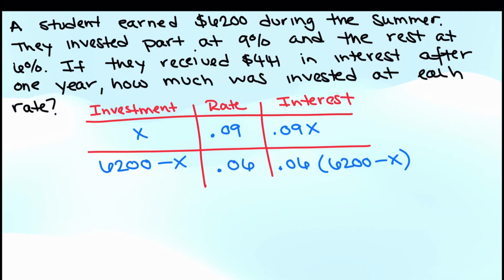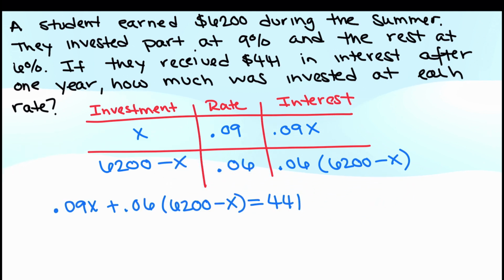Now to get our equation, there's a piece of information we haven't used. We know the total interest earned is $441. So if I take the interest in the first account plus the interest in the second account, that has to equal 441. In other words, my equation is going to be 0.09x plus 0.06 times 6,200 minus x equals 441.